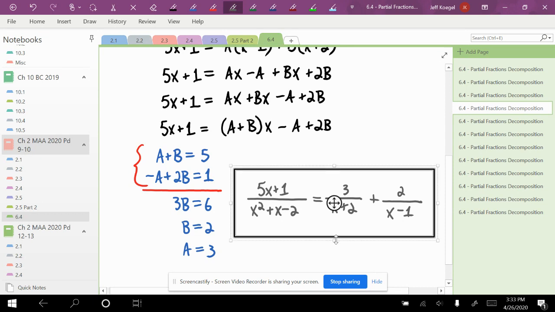And just like we can always check our factoring with distribution, we can check our partial fractions decomposition by taking these two quotients, rewriting them in a least common denominator, and adding them back to what we started with.